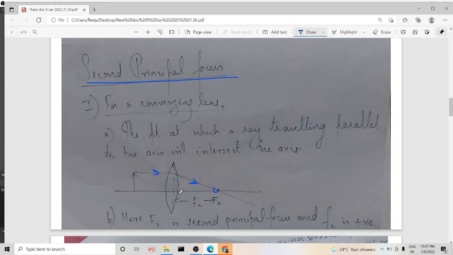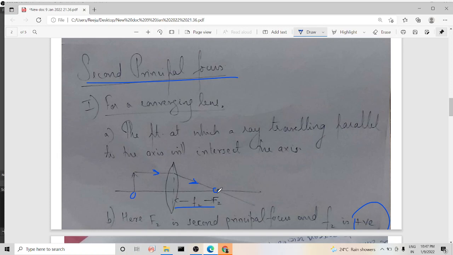Okay, so the second principal focus is at a distance small f2 from the lens, and this distance small f2 is called the second focal length, and it is positive. For the converging lens it is positive because it is lying on the right of the object. If this is the object, then it is lying on the right side. So what is this second principal focus? It is the point to which a ray parallel to the principal axis will converge after refraction, or it will intersect the principal axis after refraction.